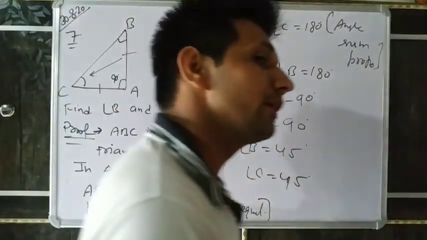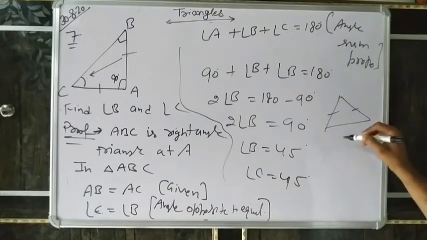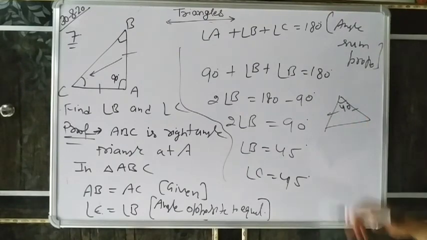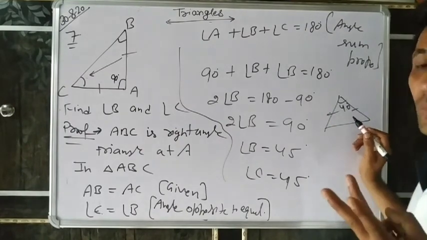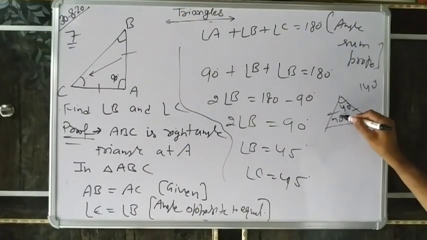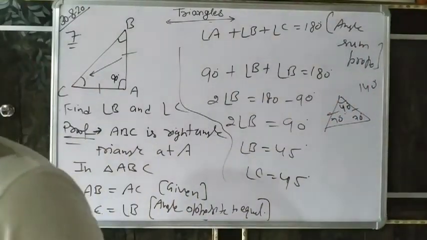Do you understand? So you can very easily, if in any triangle two sides are equal and one angle is given, suppose it is 40 degree, how much are these two angles? Opposite of equal sides, they are equal. Sum of three angles is 180. 180 minus 40, 140. 140 half, 70. Understand it? So next question we will do now.